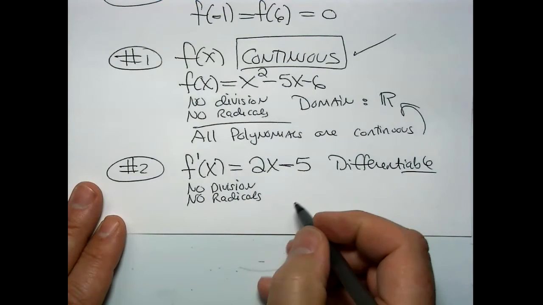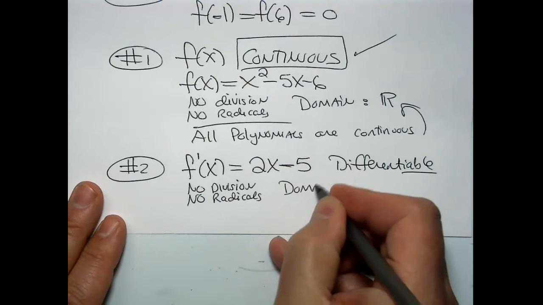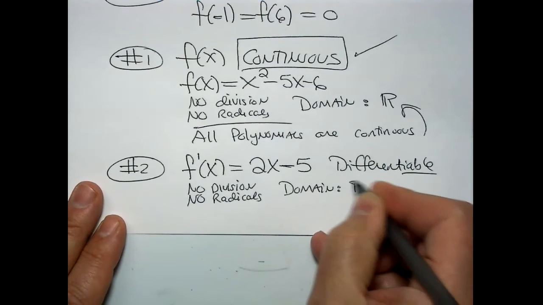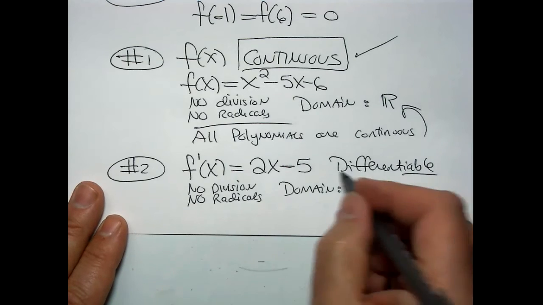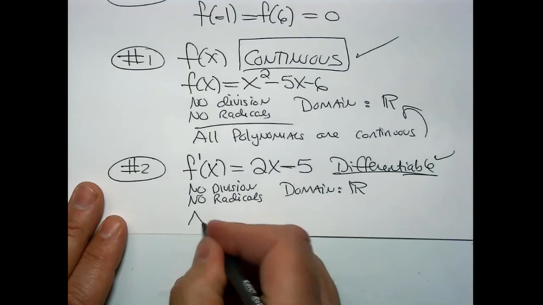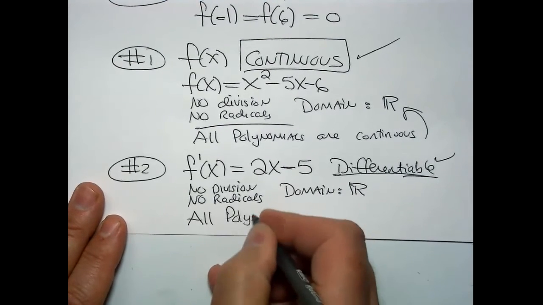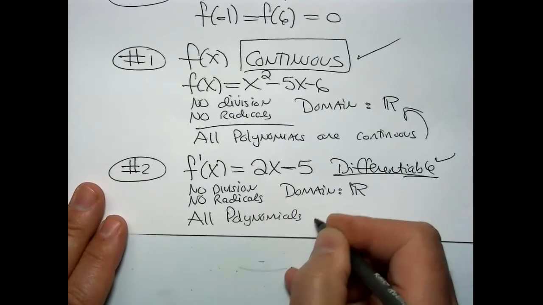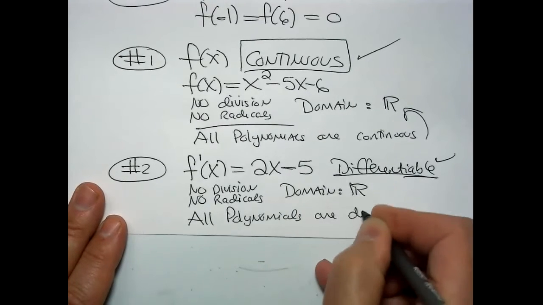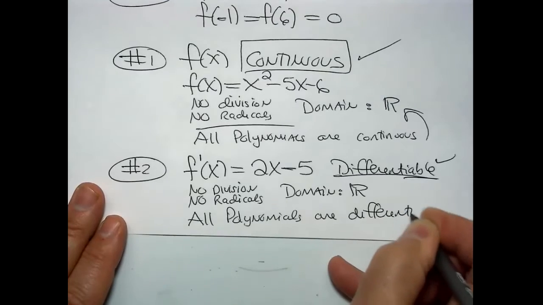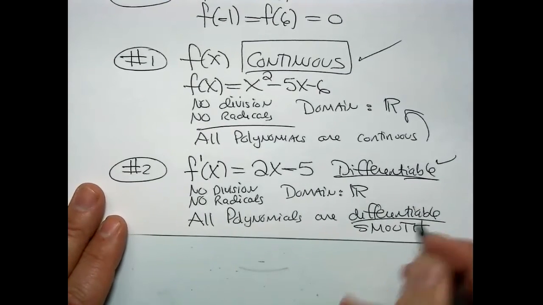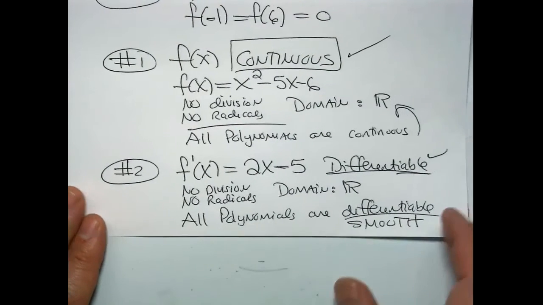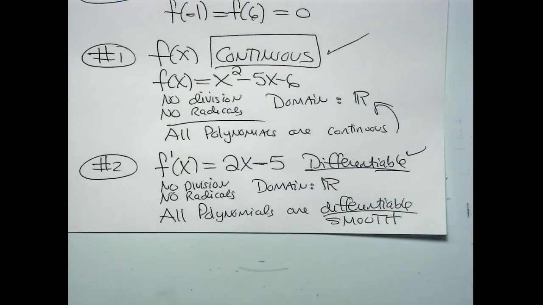So how could it possibly become undefined? In fact, the domain of the derivative is all real numbers. Well, it's differentiable. In fact, all polynomials are differentiable, which implies that all polynomials are smooth. That's another thing to note. They're all going to be smooth. Smooth continuous curves.